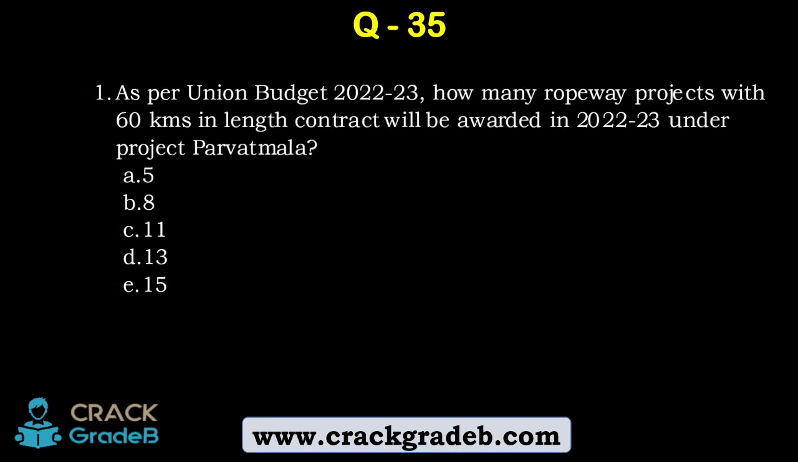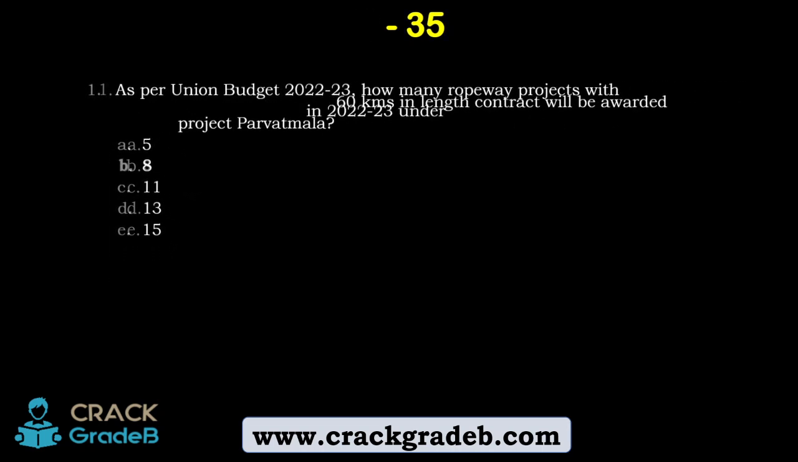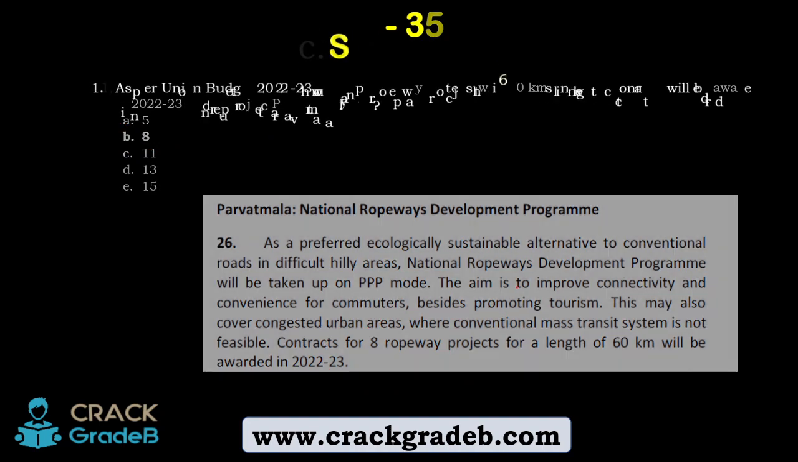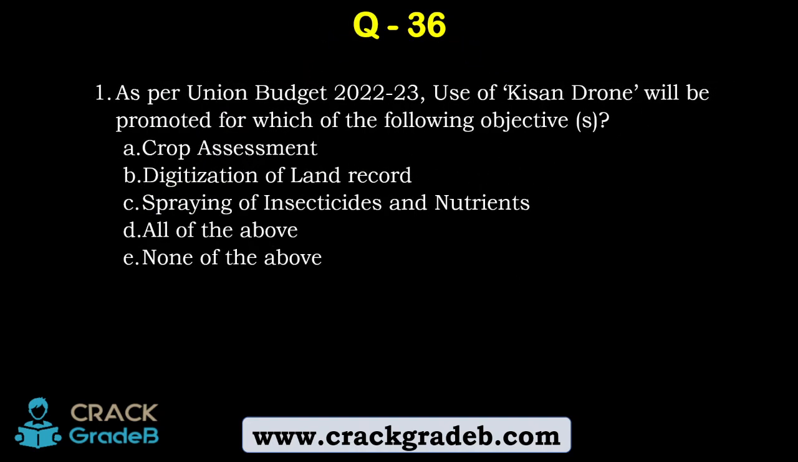Question number 35. As per the budget, how many ropeway projects, okay, so let's straight away come to the answer. How many projects with 60 km in length contract will be awarded in 22-23 under Parvatmala? Answer is 8. Okay, 8. Let's move forward with question number 36.